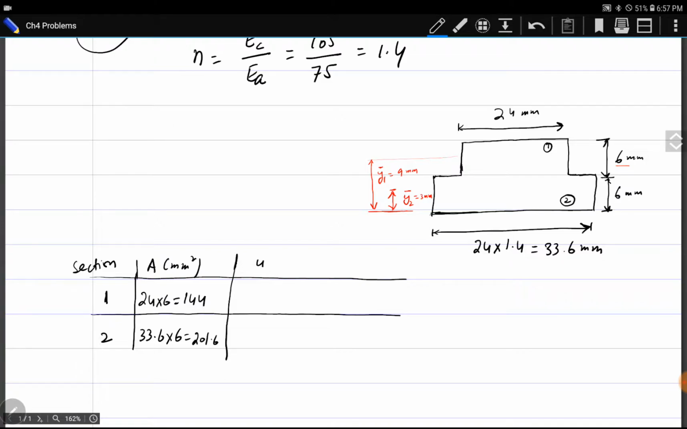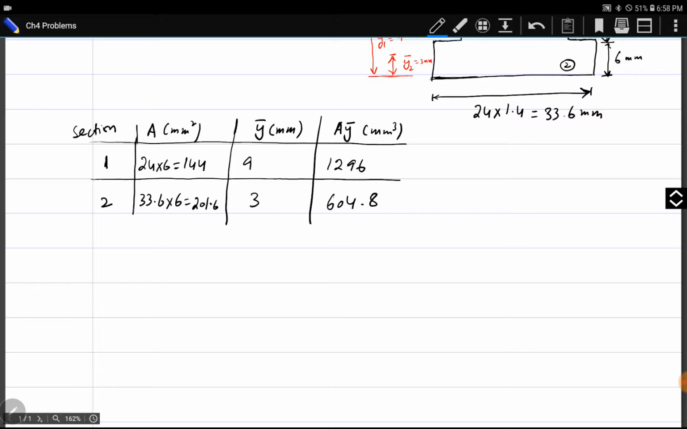Okay, Y dash, in millimeters from the bottom surface. For section 1 it is 9 mm, and for section 2 it is 3 mm. The product of A and Y dash, product of the first column and the second column. So 144 multiplied by 9 becomes 1296 millimeter cube, and the product of 201.6 and 3 becomes 604.8.